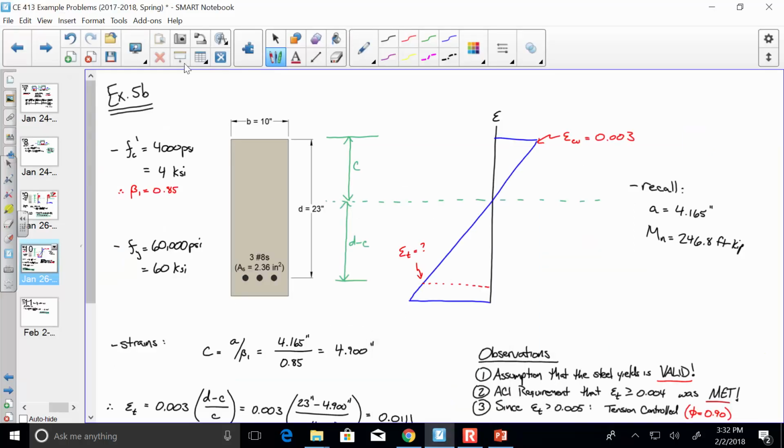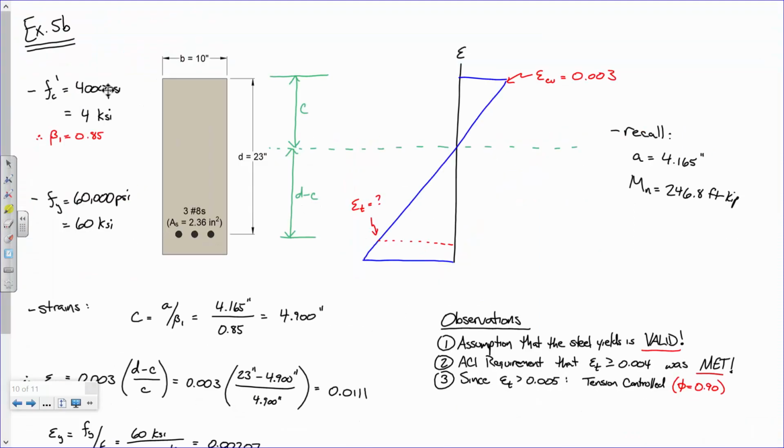So I have here all of the calculations performed in one neat set of notes, so you can pause the video if you need to jot any of this down. I'm going to go through the calculations somewhat expeditiously to make the video short. So here's our beam. The width is 10 inches and the effective depth is 23 inches. We have 3 number 8 bars with an area of steel of 2.36 square inches.